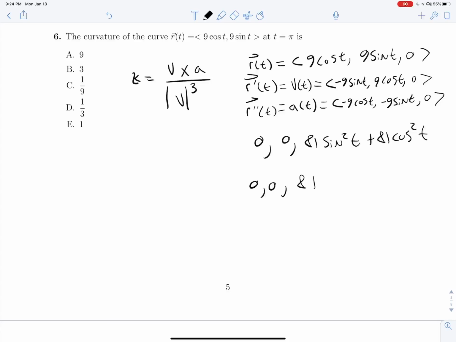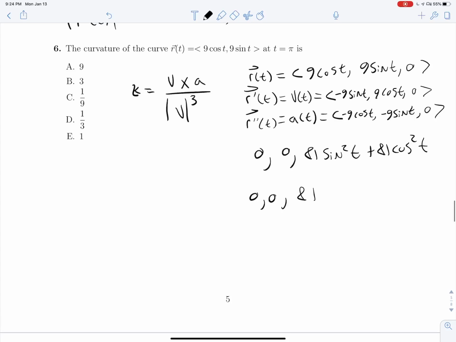Okay. Oh, and look at that. I messed something up from the very beginning. Sorry about that. It's magnitude v cross a. That makes a lot more sense.